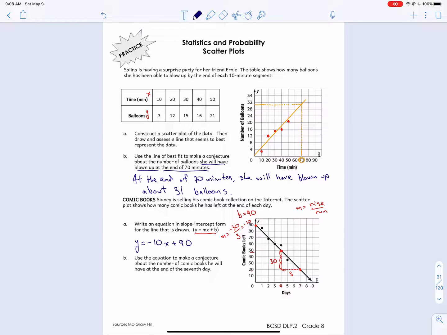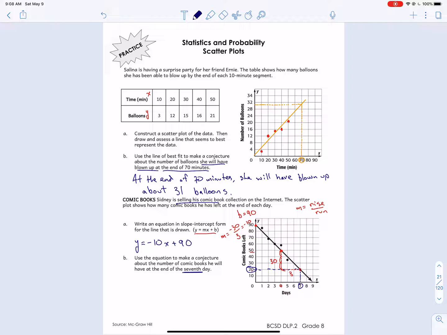And then we use that equation to figure out how many books, what do we have here? Oh, we're selling comic books. So how many books will he have left at the 7th day? So let's just look at the graph first. Okay, so it is on here. So day 7, we follow this up, and then we go to our line. We go over to the y-axis, and we see that there's 20 books left. So that's the answer.